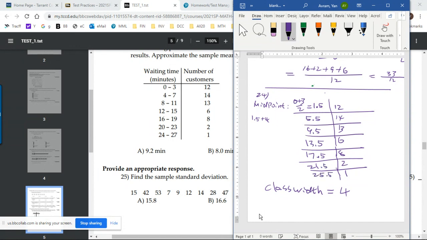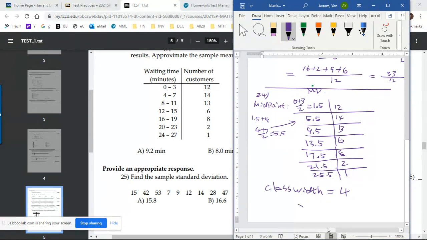Look at it. It's much easier to just add a 4 than adding this. Then you have to calculate 4 plus 7 divided by 2, right? If you go to calculate this one, of course, you got a 5.5. But since I know the bin point difference is also equal to the class width, I just add a 4 for each one of them, and that's it.